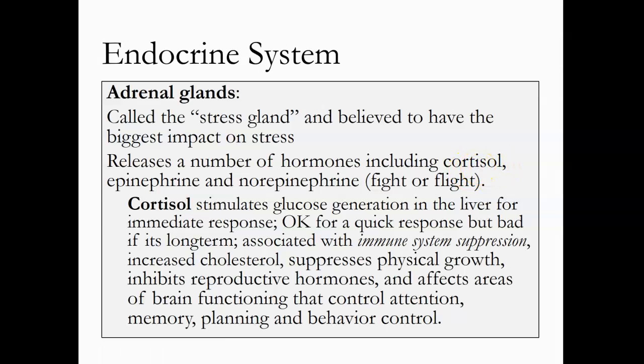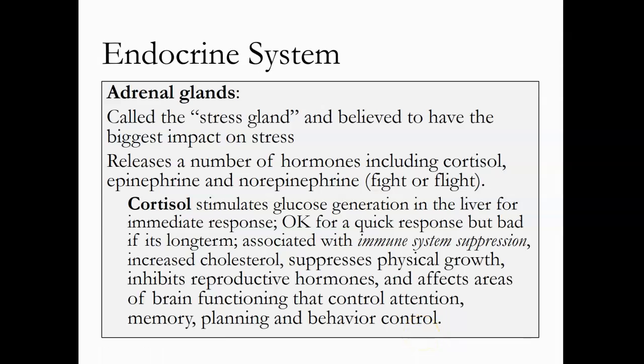When scientists are trying to study the impact of stress on the body, one of the first things they do is measure the amount of cortisol in your blood. What's the average amount? Are you above that? Then you're really getting impacted by stress on your body. What does cortisol do? It stimulates glucose, sugar regeneration, in the liver, for immediate response. That's good for that quick response, but bad for the long term. It's associated with immune system suppression, increases your cholesterol, suppresses physical growth, can actually make you stop growing, inhibits reproductive hormones, and affects areas of brain functioning that control attention, memory, planning, and behavior.